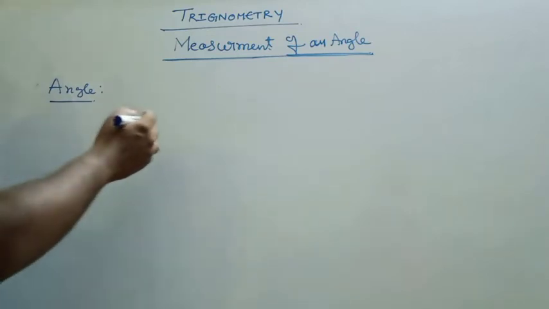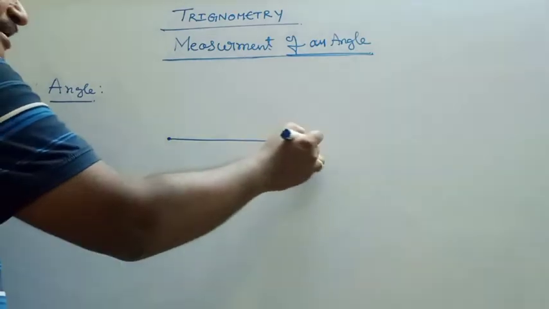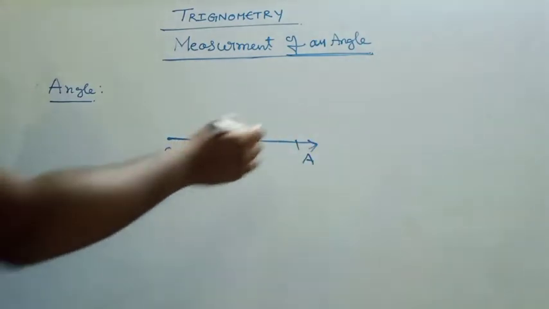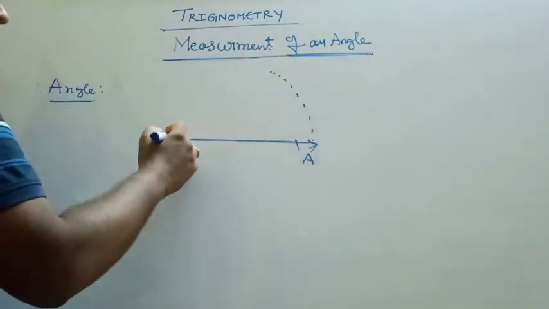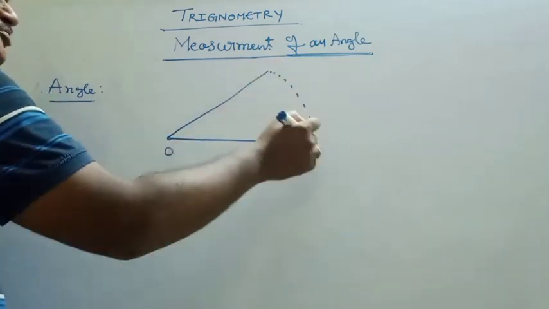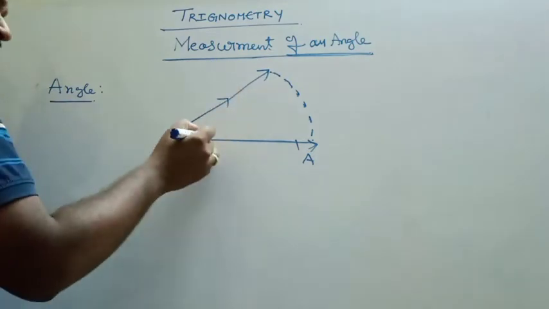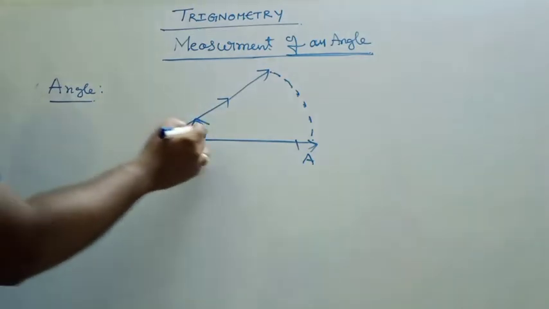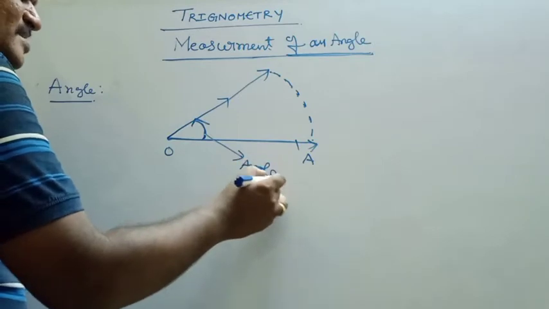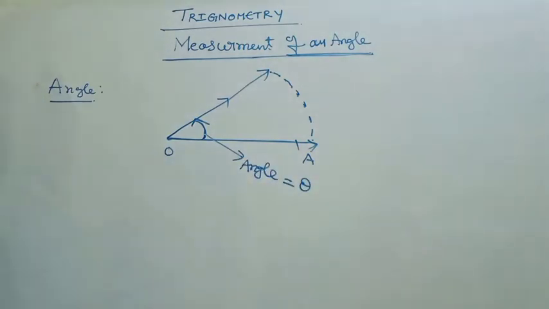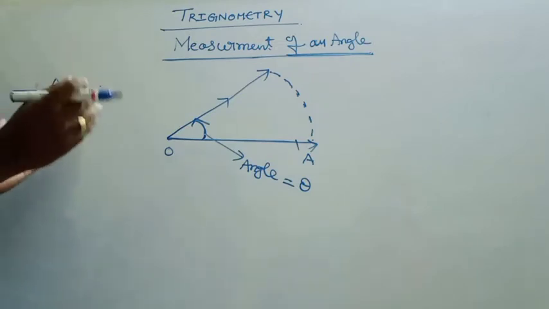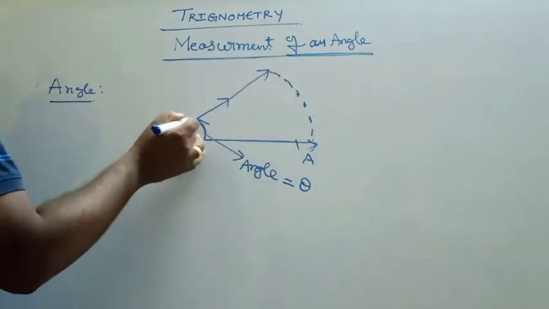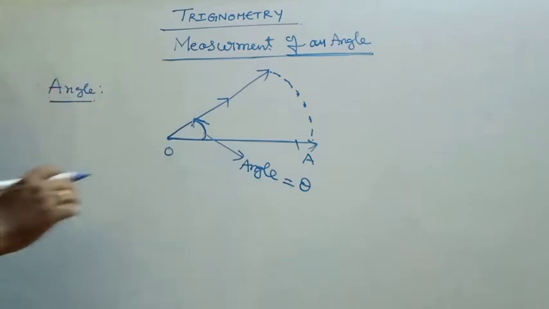An angle is nothing but the amount of rotation made by an initial ray. You have one ray, OA. It is the amount of rotation made by a ray from the initial position to the final position. Like this it is rotated, and this amount of rotation taken in the anti-clockwise direction is what you call an angle. It is denoted by the symbol theta. Once again, the amount of rotation made by an initial ray to the final ray in the anti-clockwise direction is called an angle.